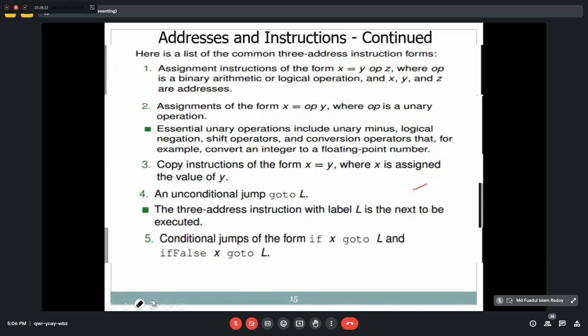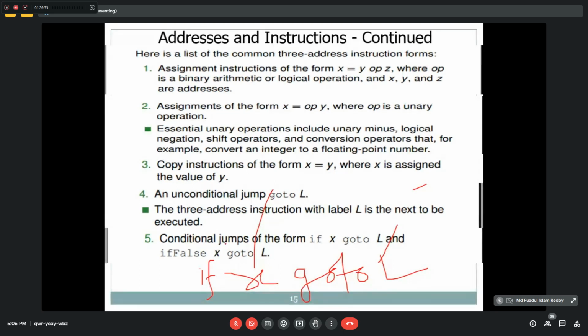Okay. So if you think about, if X go to L, so just a minute. If X go to L, so this one. So here how many operands? This one and this one. So this one is also actually 3 address code.